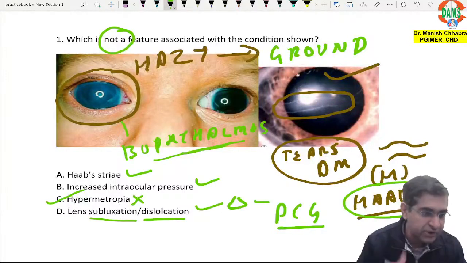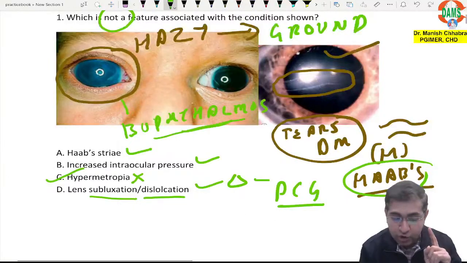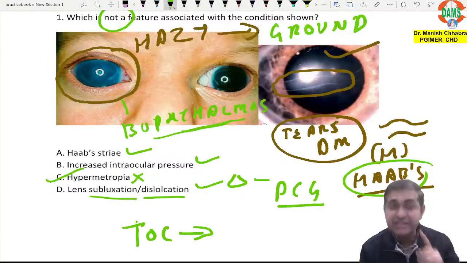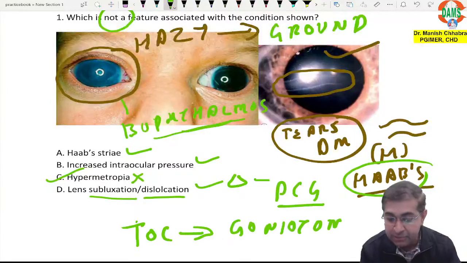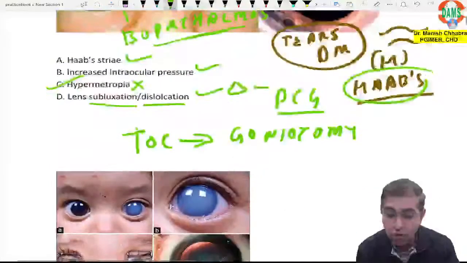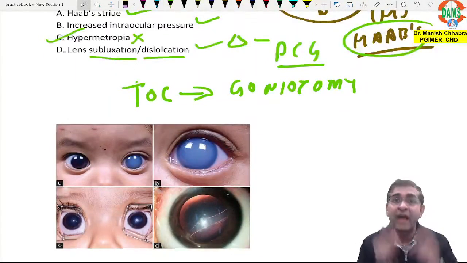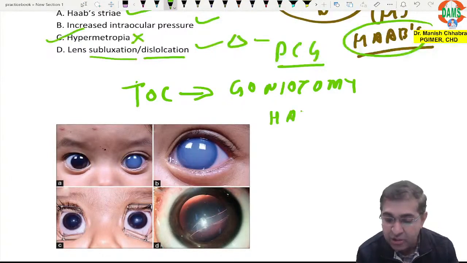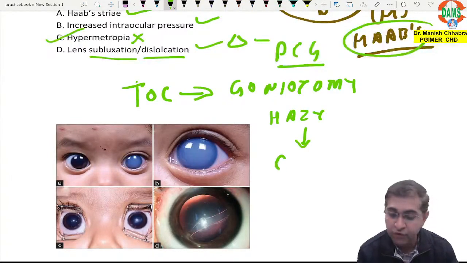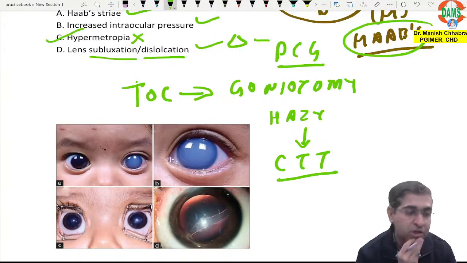Okay. All right. So I asked you about the treatment of choice. The treatment of choice is goniotomy. But to be able to successfully do goniotomy, you need to have a clear cornea. If the cornea is hazy, you go for CTT, combined trabeculotomy and trabeculectomy.